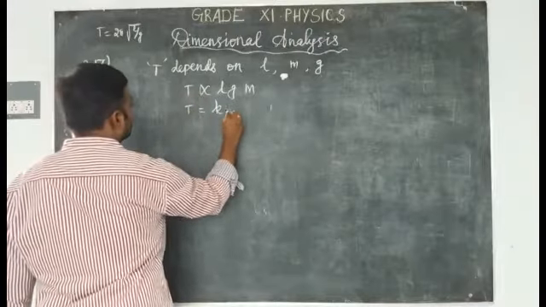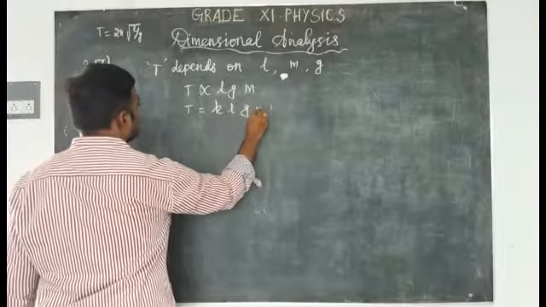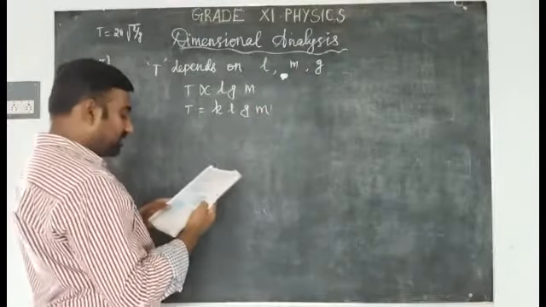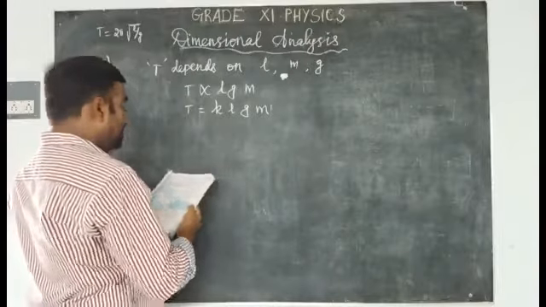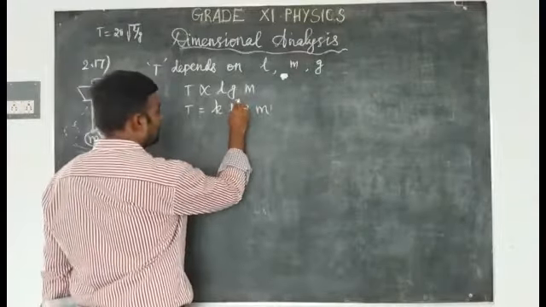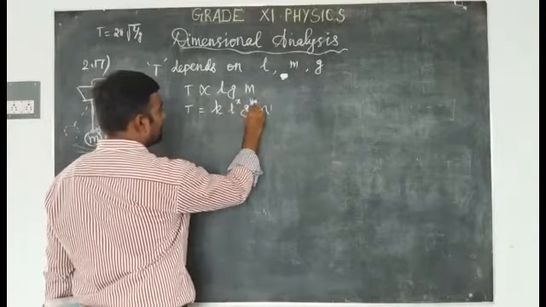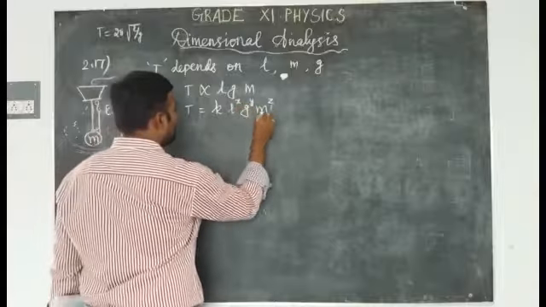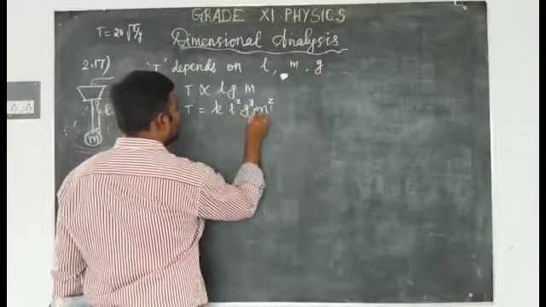Here K is the constant, then length, gravity, and mass. Now K is the proportionality constant. Now look at the exponents. For length the exponent is x, for gravity the exponent is y, and for mass the exponent is z. So x, y, z are the exponents of length, gravity, and mass.